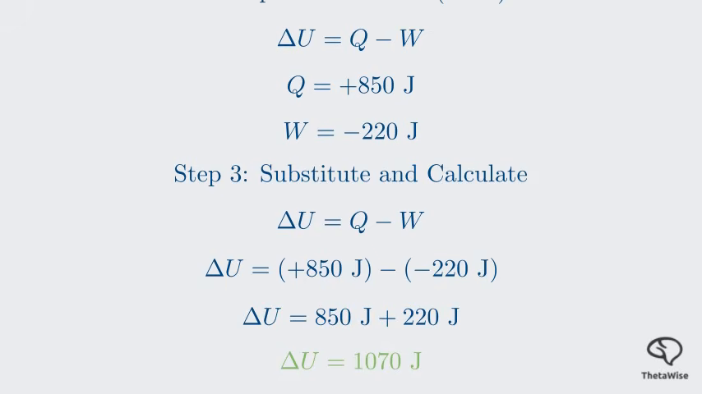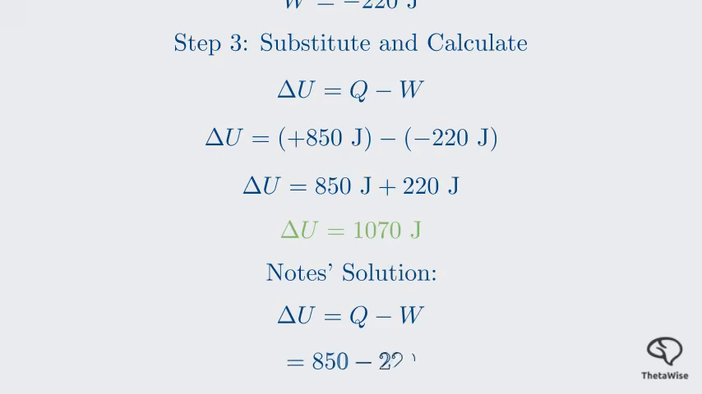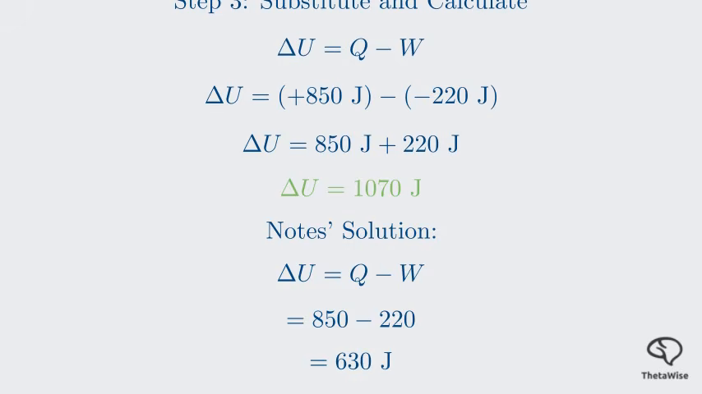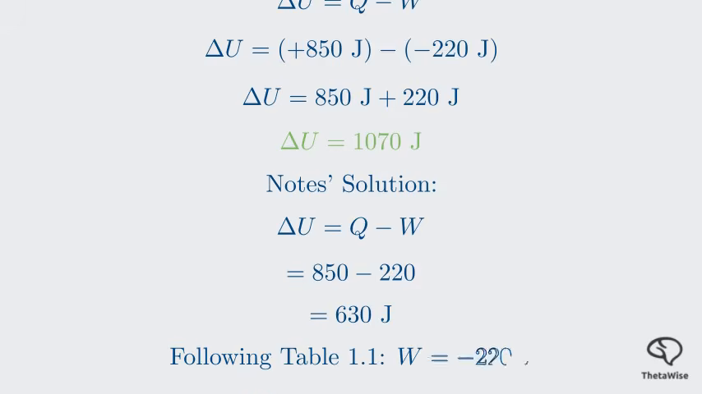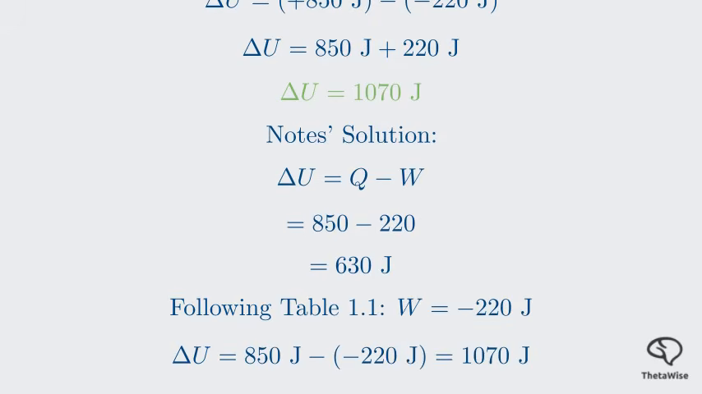However, the solution in your notes gives a different answer. Let's re-examine it. The notes solution uses dU equals Q minus W, which is correct. It substitutes 850 for Q and 220 for W, which implies it's using a different sign convention for work. Specifically, it seems to use W as positive when work is done by the system. But let's stick to the sign convention given in Table 1.1, which states that work done by the system on its surroundings is negative. Following the convention from Table 1.1 strictly, which is work done on the system is positive and work done by the system is negative, our calculation is correct. Therefore, the change in internal energy is 1070 joules.